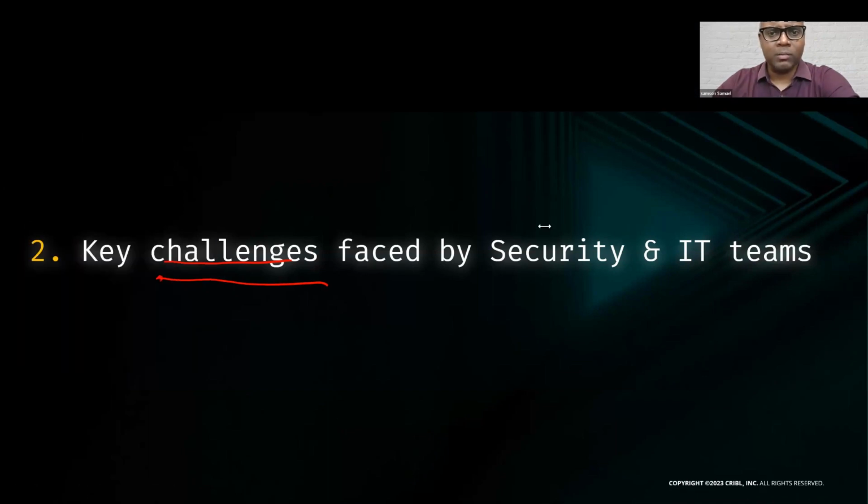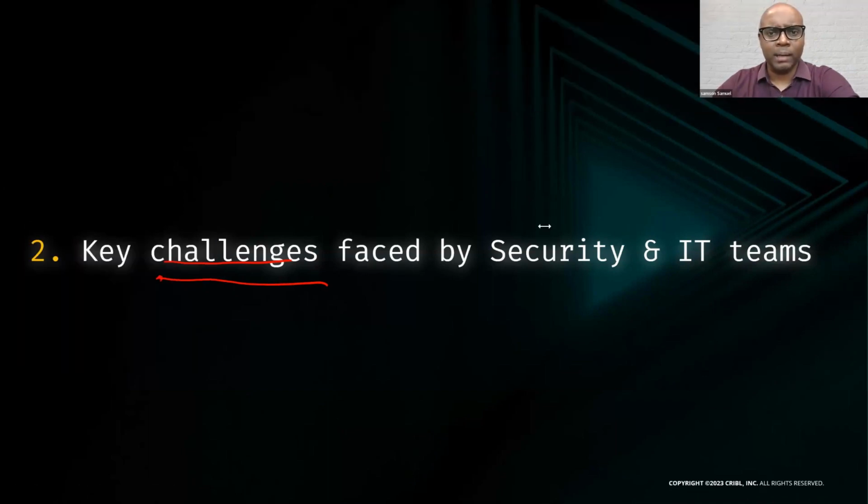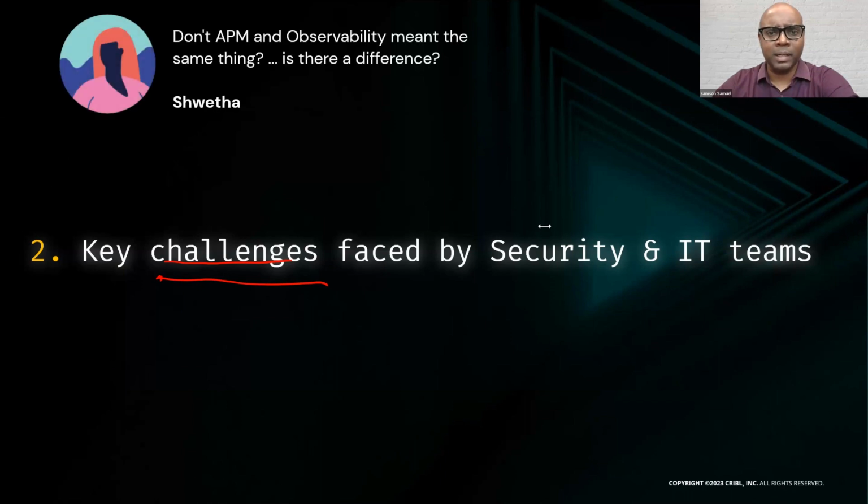So I think there's a question from Shweta about APM and observability. I think a good question, Shweta. As I was mentioning earlier, the way I would think about APM and observability is that APM is a subset of observability to a large extent. So APM is more narrow, it's more focused on being able to tell you the state of an application and whether it's running the way it's supposed to be running.